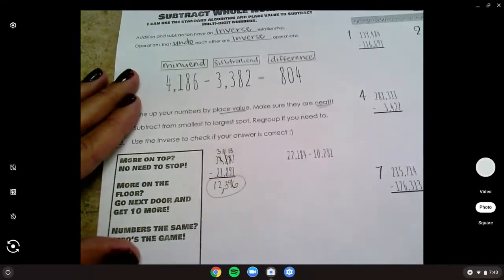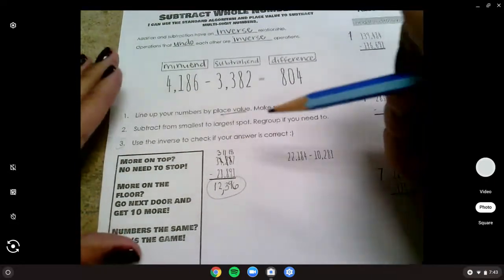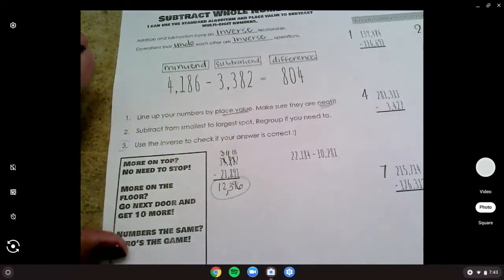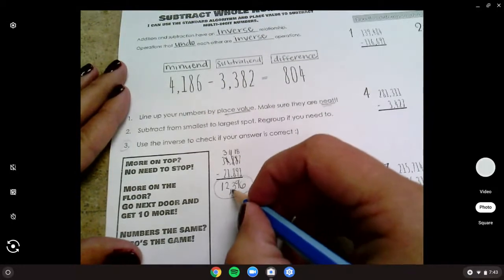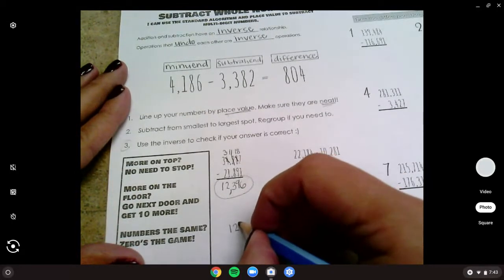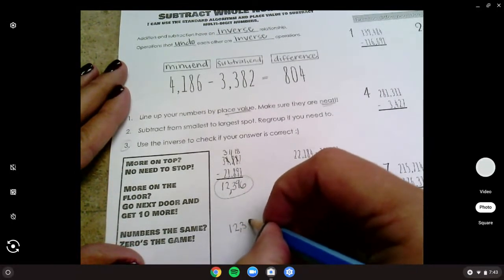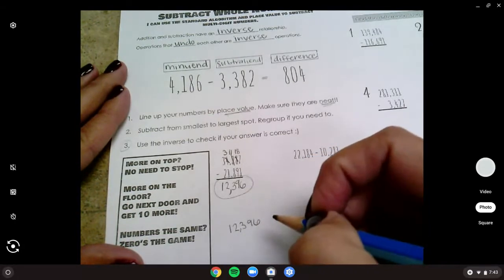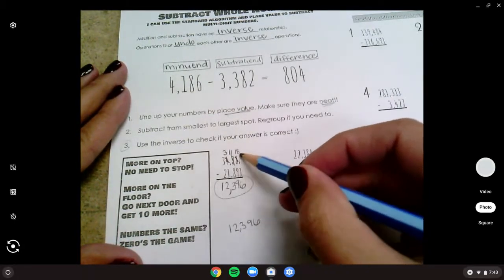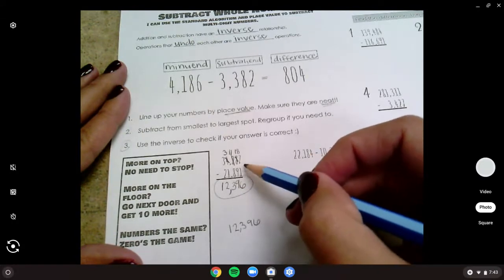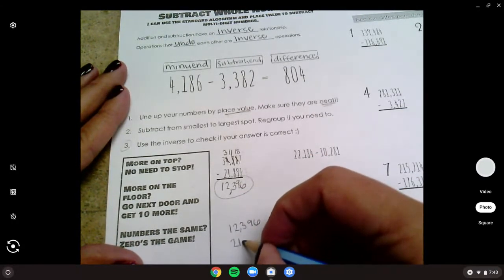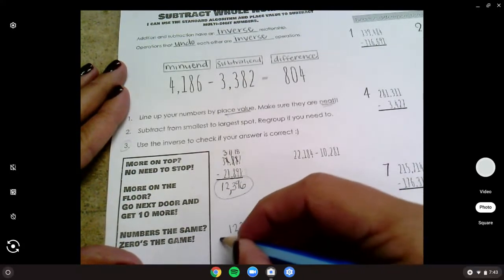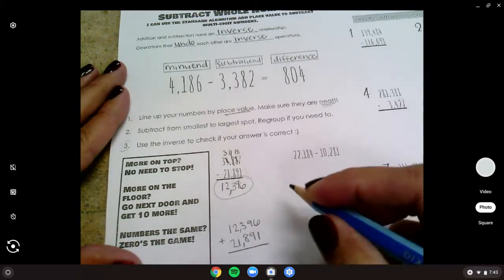These two are written sideways. Oh, sorry, I forgot. Number 3, I need to use the inverse to check if my answer is correct. So what I do quickly is I take my difference, 12,396, and I'm going to pick one of my ones. I usually like to do my subtrahend because it's smaller. So I'm going to add 21,891.